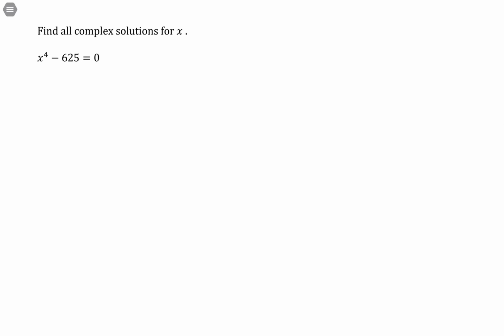Find all complex solutions for x. x to the fourth power minus 625 equals 0. Well, to solve this, I have something to the fourth power, which generally isn't something that we can work through. But 625 is a special value.